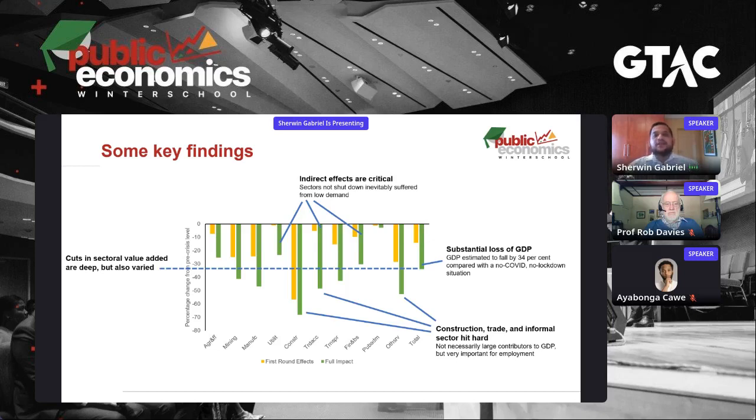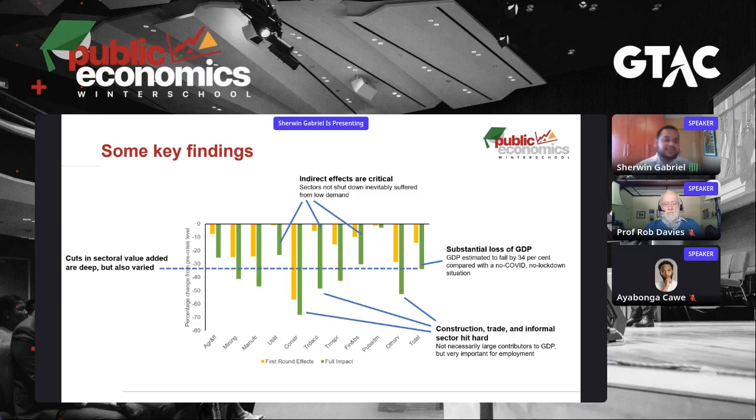At the sectoral level, if you take a look at how varied the different projections are by sector, we see deep but also varied cuts in value added. We can see the construction, trade, and the informal sector are hit hard. Some of these sectors aren't especially large compared to others in the economy, but for example, construction is very important for employment. Trade, retail and wholesale trade, and the informal sector are very important sources of income for vulnerable groups. So that the lockdowns are disproportionately hitting them hard is an important takeaway from this analysis.